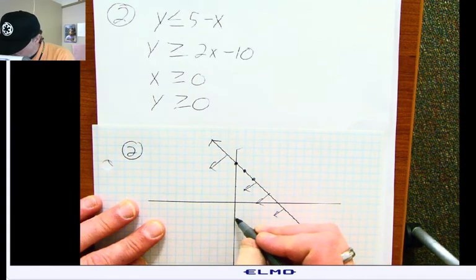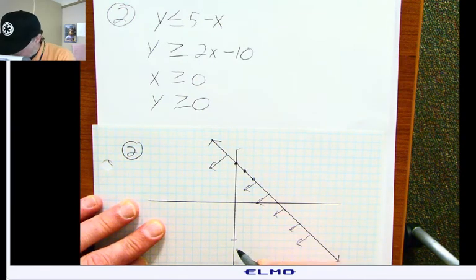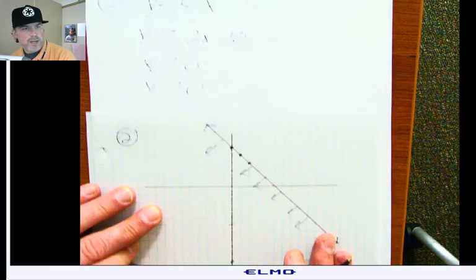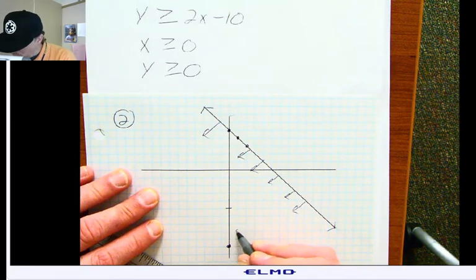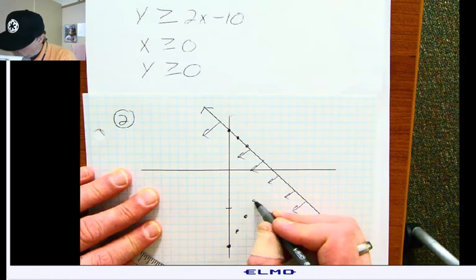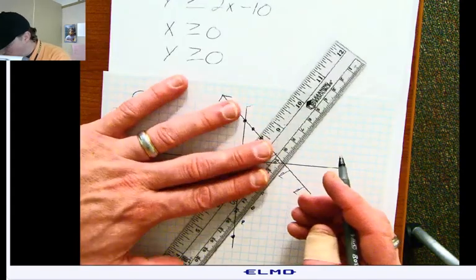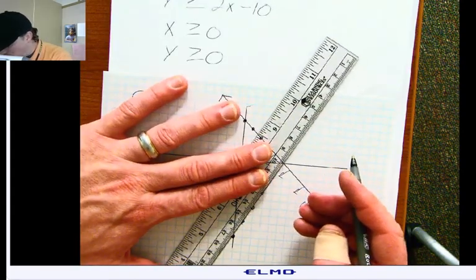So negative 1, 2, 3, 4, 5, negative 6, 7, 8, 9, 10. Move this up so students can see. So I have negative 10 for the y-intercept and then up 2 to the right 1. And I connect the dots.